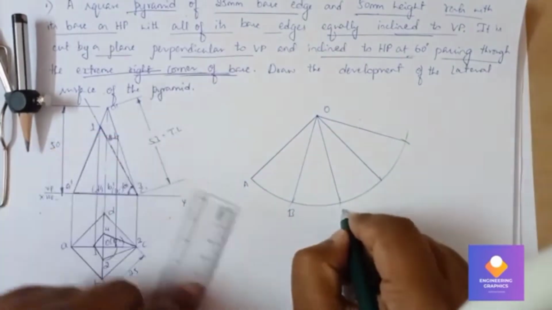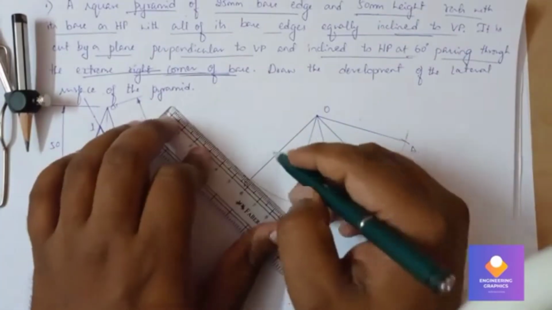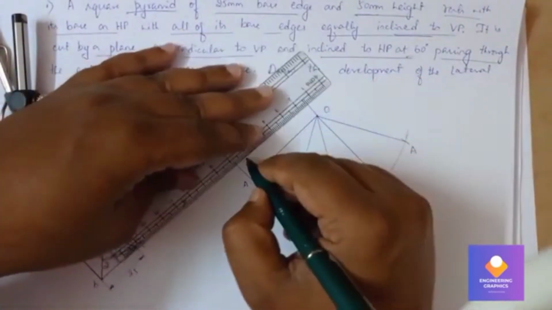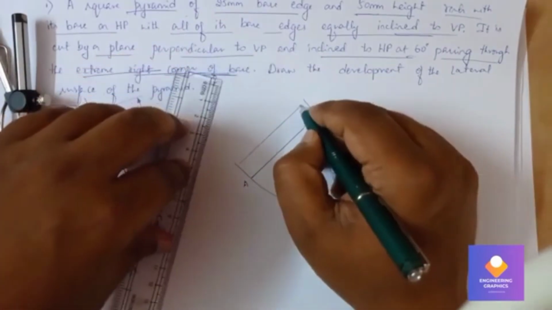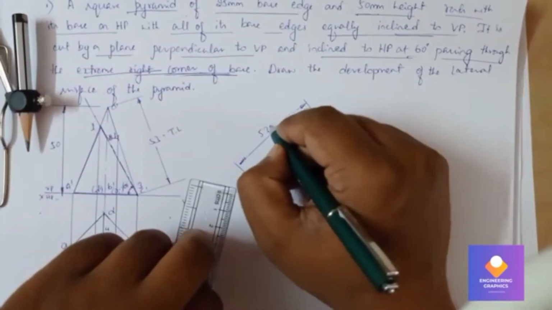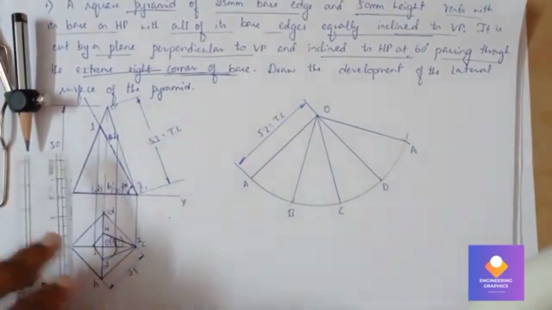So that is B, C, D and A. I can show the dimension. The dimension here we have is 53, and that is the true length. We should not consider the axis for this; we should consider the true length here.